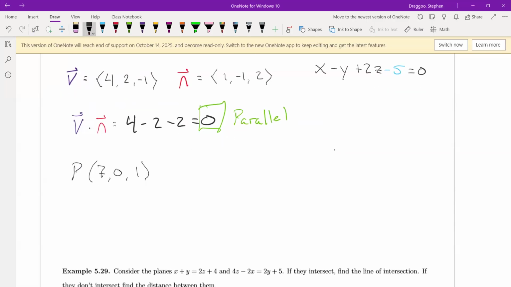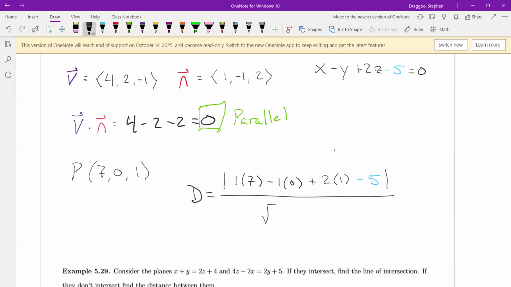And then I can plug that into the distance formula, which will look like 1 times 7 minus 1 times 0 plus 2 times 1 plus -5, all over the square root of 1 plus 1 plus 4. And then whatever that resolves out to is my distance.